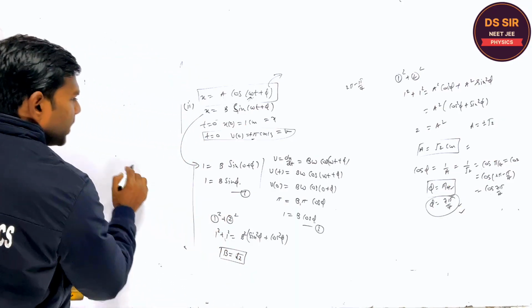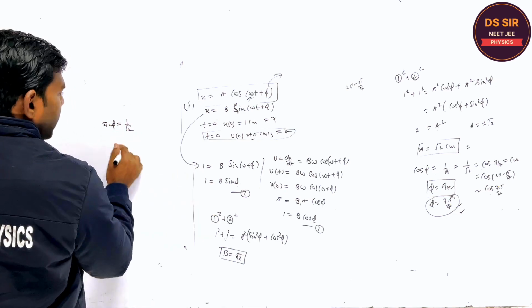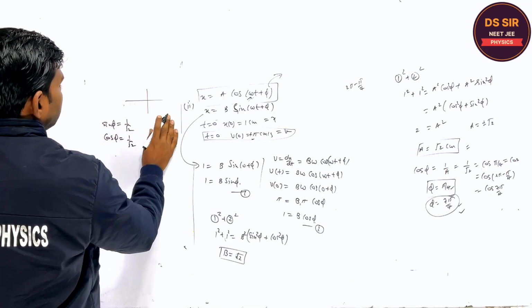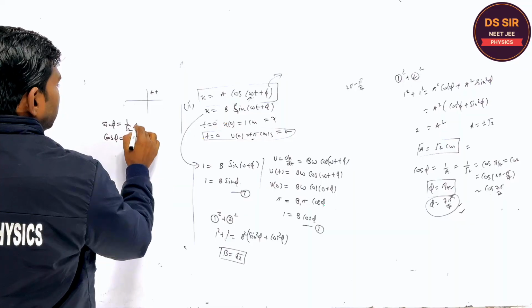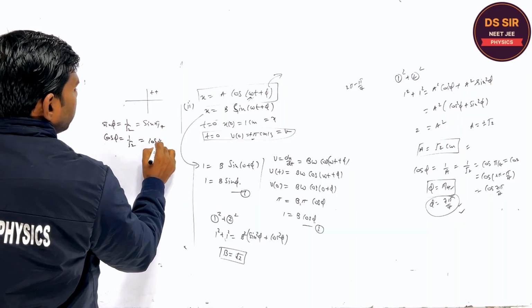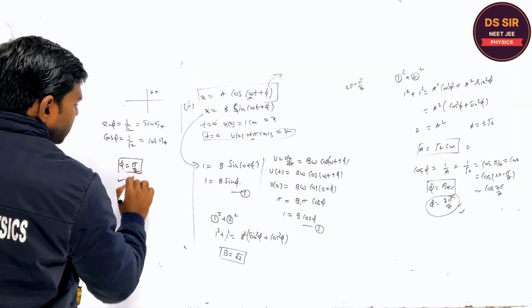Therefore from here sin phi is 1 by root 2 and cos phi is again 1 by root 2. So in which quadrant is it positive for both? The first, right? So sin pi by 4 and cos pi by 4. So the initial phase is pi by 4. You can check the answer.